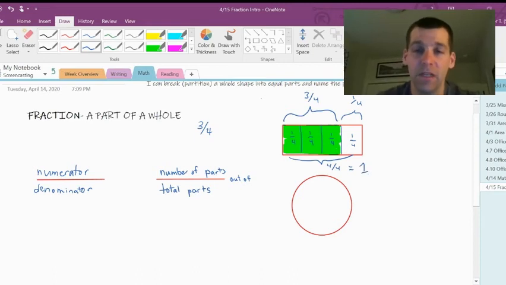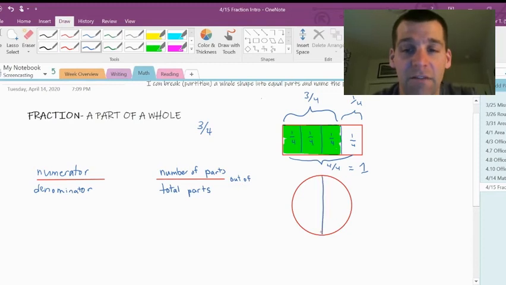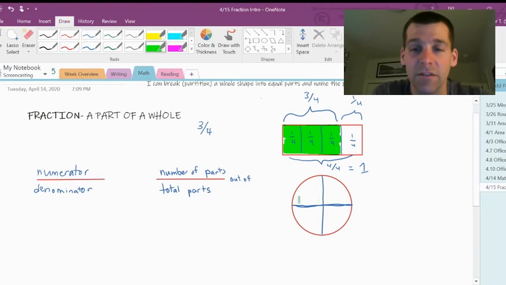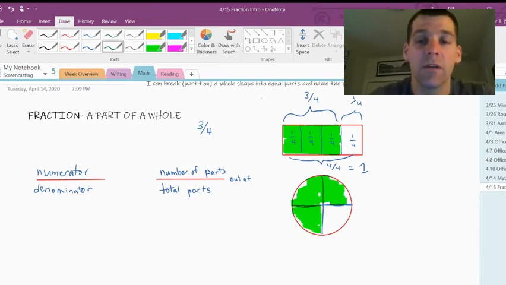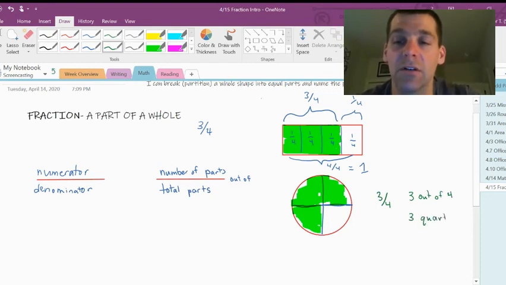Same could be done down here for my circle. I might decide to go like this, in half, and then go again across here. You have to be pretty careful that you try to go as straight as possible. Again, I might just shade this one here, this, and then come down over here, and now I've got 3 out of 4. I would say this is 3/4, 3 out of 4. These are quarter pieces.